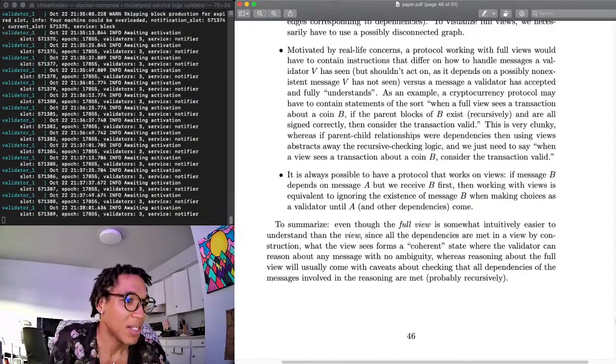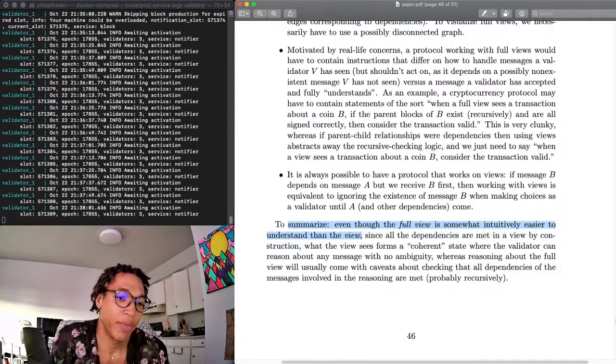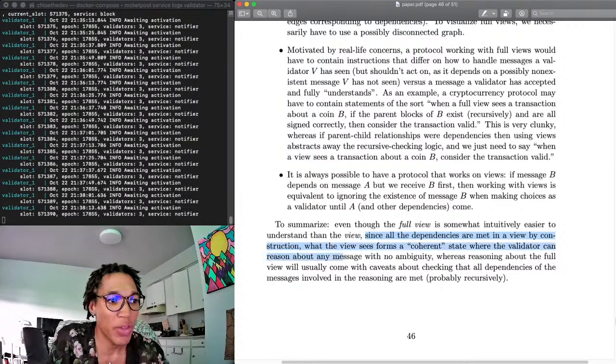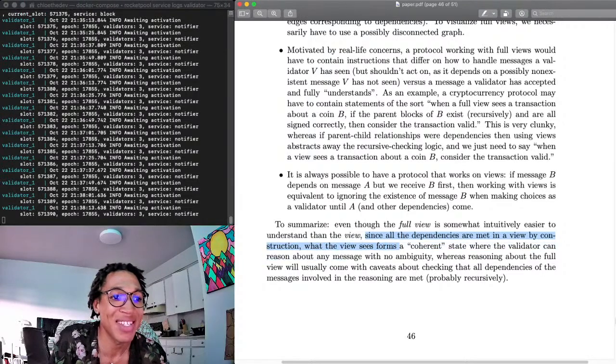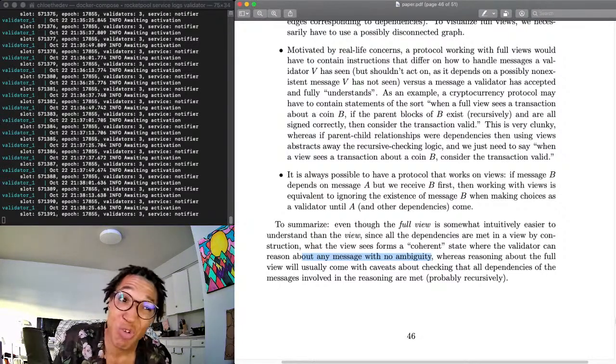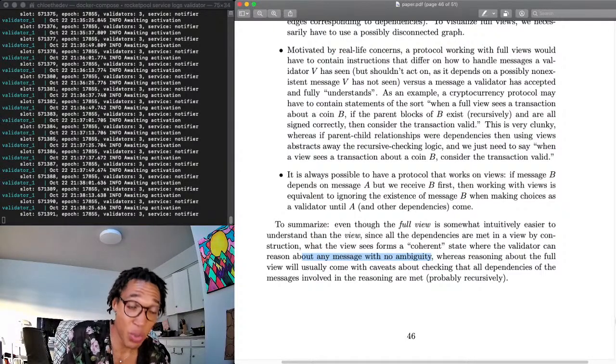Makes sense. To summarize, even though the full view is somewhat intuitively easier to understand than the view, the view is everything. Since all the dependencies are met in a view by construction, what the view sees forms a coherent state, where the validator can reason about any message with no ambiguity. So with a full view, you might have some messages that you should act on, but later, and you can't really tell. With your current view, you can know right away whether you should act on this and attest to it, or not.